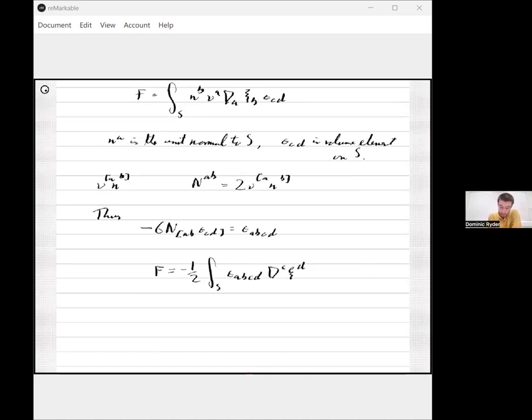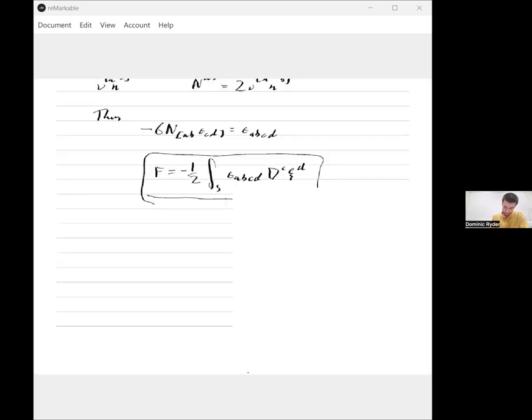Now we want to show that this expression for the force is independent of the surface S. Obviously, we don't want our mass to be dependent on what specific integral we take at infinity. What specific Cauchy surface we take, sorry. What specific shape shall we use? Especially because the Newtonian mass case is independent of that. So if we're using this analogy with the Newtonian mass, it needs to be independent.